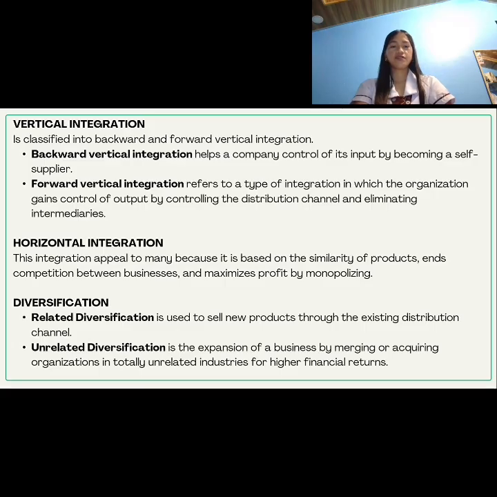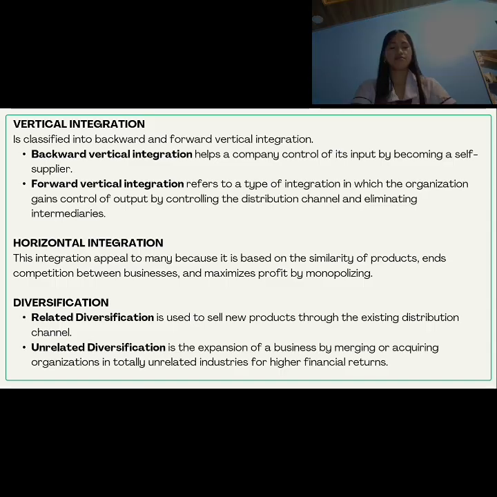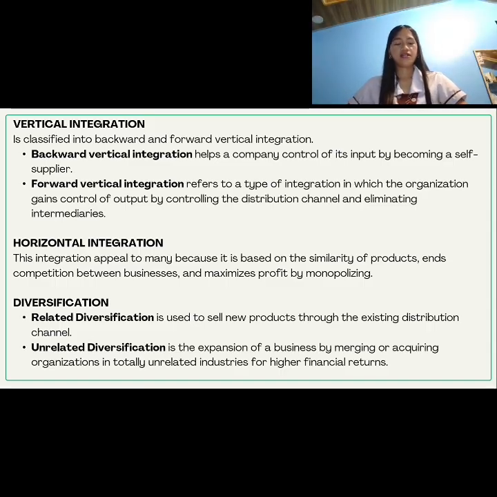Next classification of growth strategy is horizontal integration. This integration appeal to many because it is based on the similarity of products, ends competition between businesses, and maximizes profit by monopolizing. So this is a business strategy where a company acquires or merges with another company operating in the same industry at the same stage of the supply chain. So an example sa horizontal integration kay ang car manufacturer acquiring a competitor that offers the same product and services.